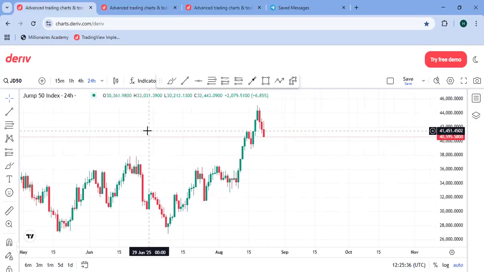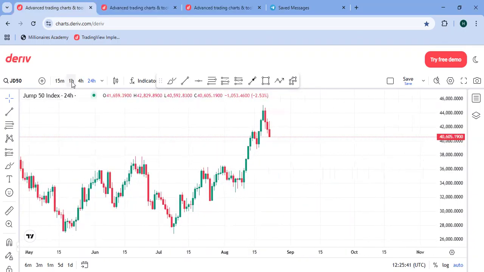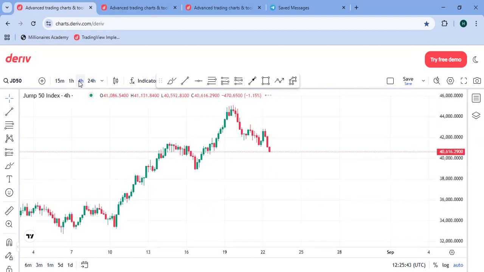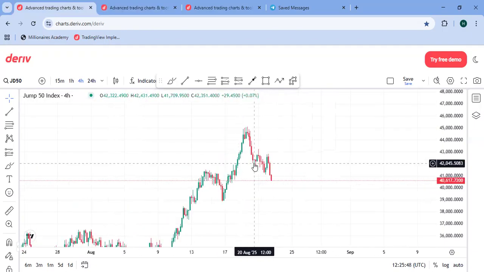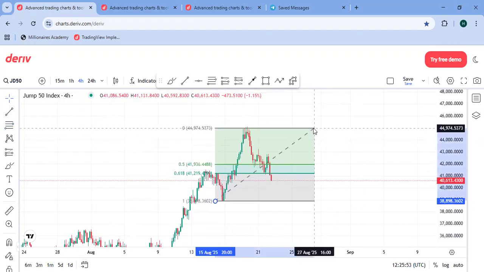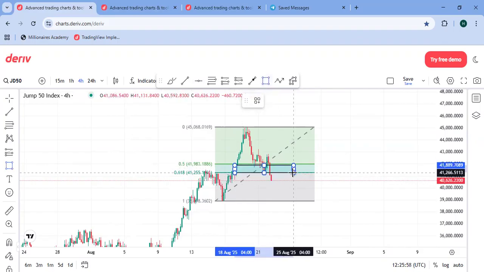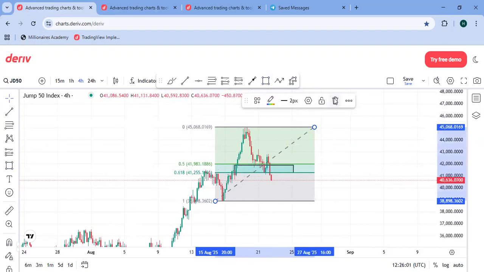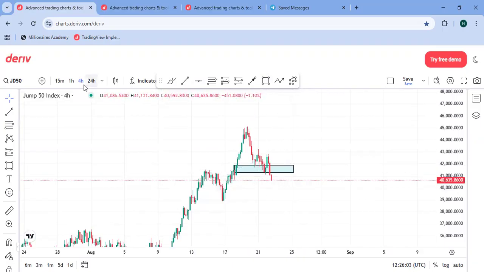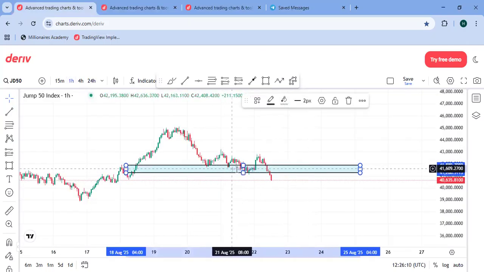On the Jump 50 Index, if you understand our strategy, the engulfing candlestick strategy and market structure strategy, on the 4-hourly time frame we spotted this structure here. All right, and since then, we've been waiting for the market to give us a confirmation so that we can take a buy from this golden zone. We've been waiting and waiting. The market got here. On the 1-hourly time frame, we even spotted that the market can possibly retest this zone. Let me reduce this.